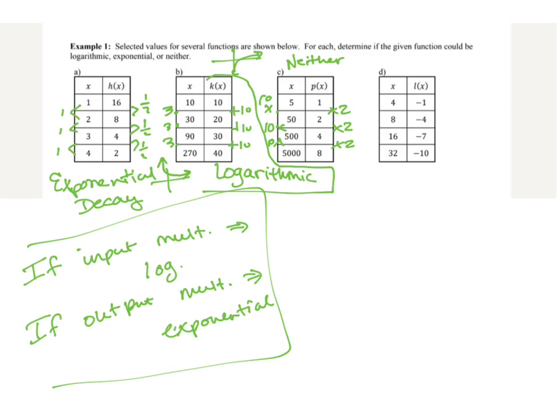How about D? What's happening on D? X is multiplying by 2. It's doubling every time. What's y doing? Decreasing by 3. So again, with the equal width output. So this one is also logarithmic. Good.